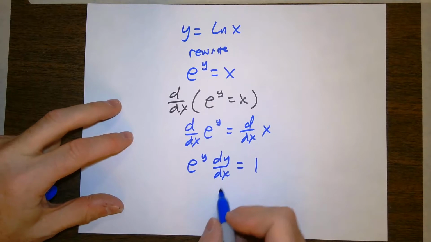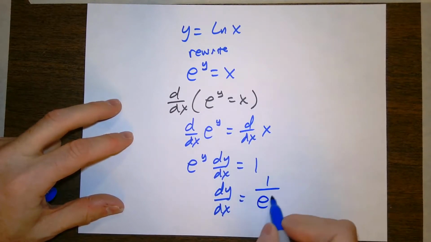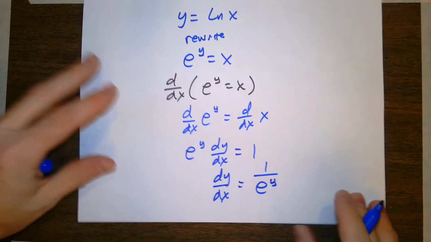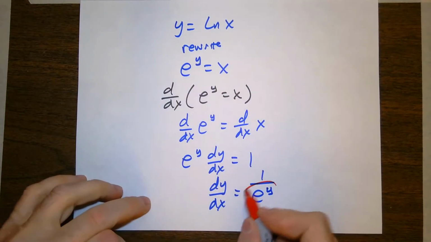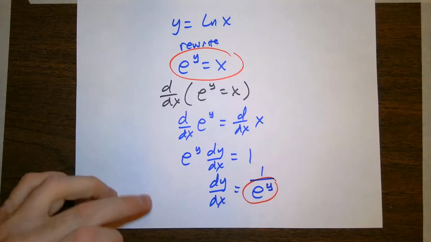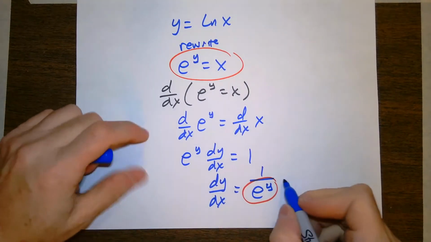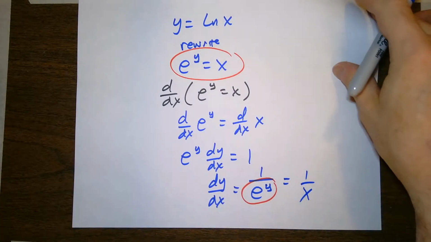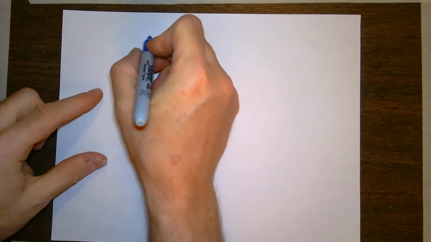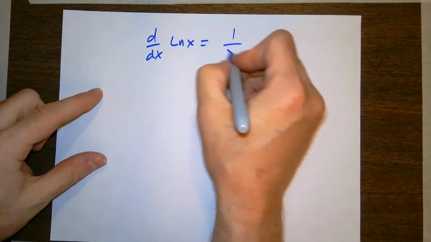Again, if we divide here, I want to solve for dy/dx. dy/dx is going to be 1 over e to the y. But what is e to the y? Again, I'm going to do that clever substitution here. What is this? We know it's just x. So this is really going to be 1 over x. All right, putting that all together, what is my second rule? The second rule is going to be that the derivative of the natural log of x is 1 over x.